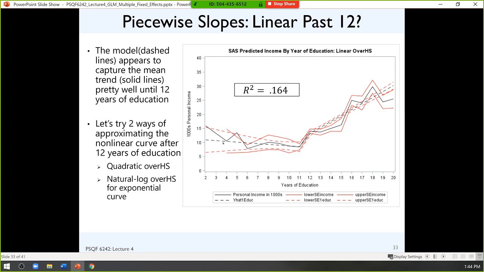Here's the picture that they make. So the slope before grade 11 is flat. It's negative, but not significantly negative. There's an acute shift up to grade 12, and then the slope out here is significantly positive. So two positive slopes of different magnitudes here.